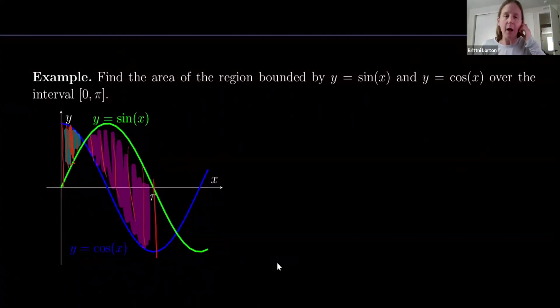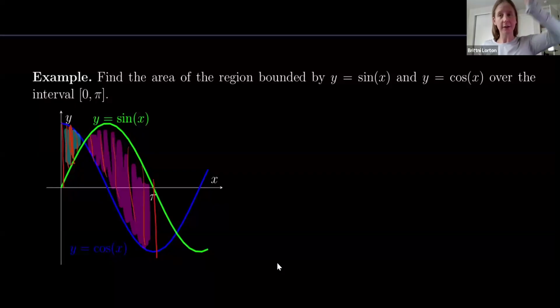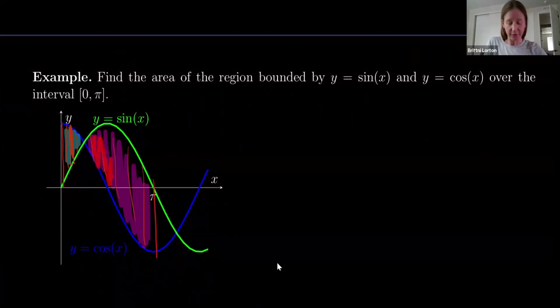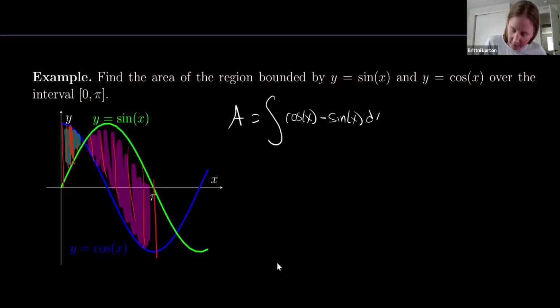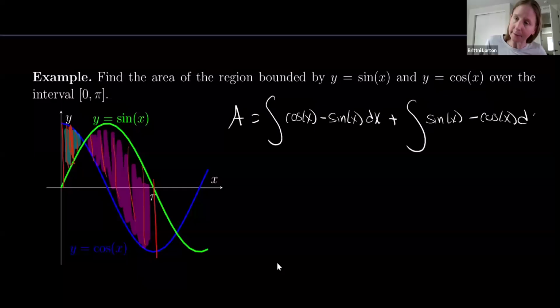Remember that. All of the slivers on the left region have the cosine function on top and the sine function on bottom. And all of those slivers for the right region have the sine function on top and the cosine function on bottom. So we are going to have to break this up into two different integrals. The first integral is where cosine was on top and sine was on bottom, and then plus the second one, where sine was on top and cosine was on bottom.